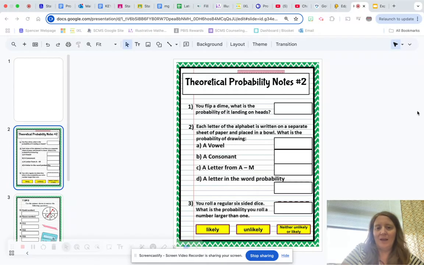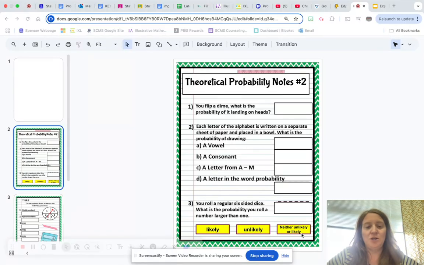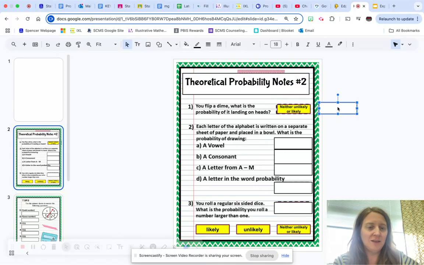All right, so on these 3 questions, we're going to decide whether they are likely, unlikely, or neither unlikely nor likely. So basically, likely has a greater probability, unlikely has less than 50%, and neither unlikely nor likely is 50-50, a 50% chance, or half. So number 1, if you flip a dime, what's the probability of it landing on heads? This one would be the 50-50, so this would be neither likely nor unlikely.